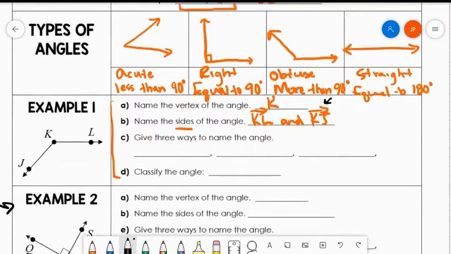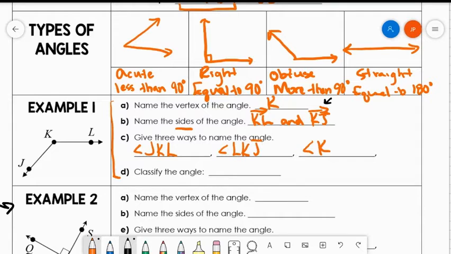Next question is, give 3 ways to name the angle. Remember, the thing that's most important is that if I'm naming it with 3 letters, which you usually do, the vertex has to be right in the middle. So I can call this angle KJL, or I can go the other direction, keeping the vertex in the middle, LKJ. Or since this picture isn't too complicated, I can just call this angle K.